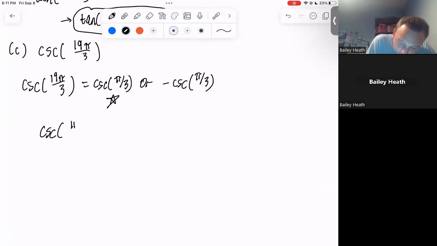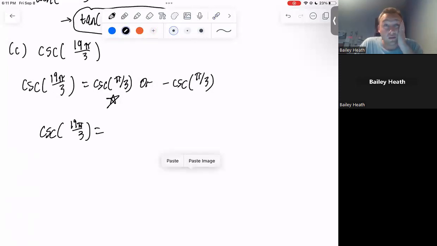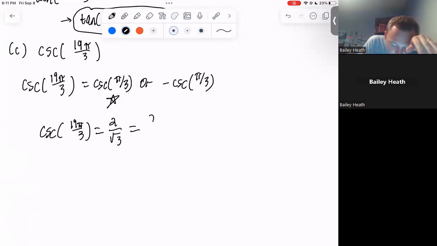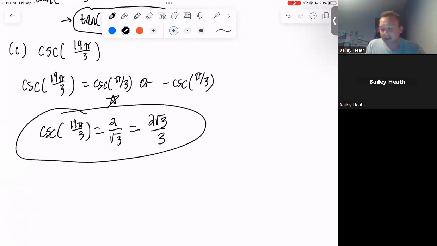Cosecant of 19 pi over 3. Well, let me think. What is cosecant of pi over 3? Well, that's 1 over sine of pi over 3. Sine of pi over 3 is root 3 over 2. So this is going to be 2 over root 3. Which, if you multiply by root 3 over root 3 to rationalize the denominator, you get 2 root 3 over 3.